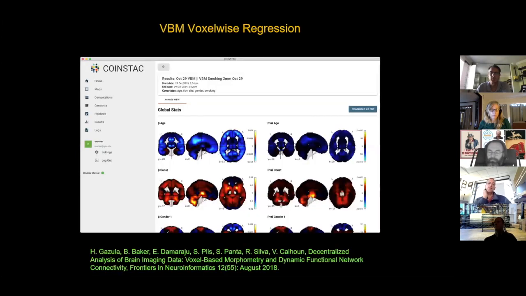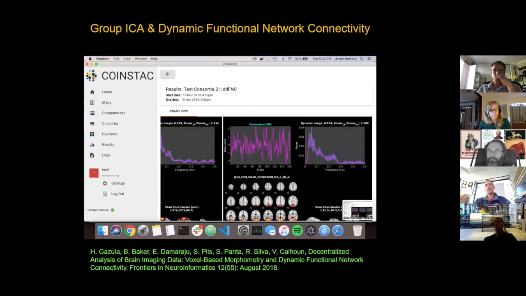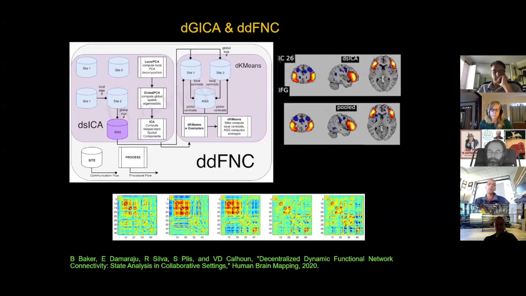Here's an example of some of the output from a VBM analysis, looking at regression, where you basically get images out. So this is a beta map for age. This is the intercept term, and then there was one here for gender as well. Here's another example looking at group ICA, where you have components and their spectra, and you can do stats on these, and you can look at functional network connectivity and other things.